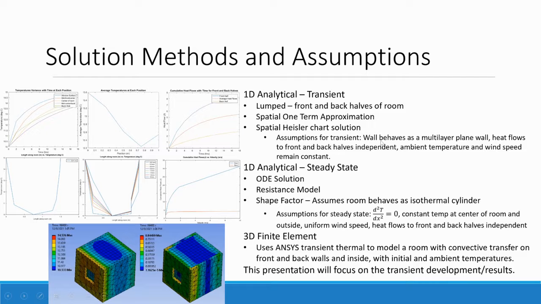Our 3D finite element analysis uses ANSYS transient thermal to model a room with convective heat transfer on the front and the back walls and inside with initial and ambient temperatures. So here are our temperature results from that, and here are heat flow results where the outside of the room gets hotter than the inside of the room, and there's obviously more heat flow along the outside of the room.